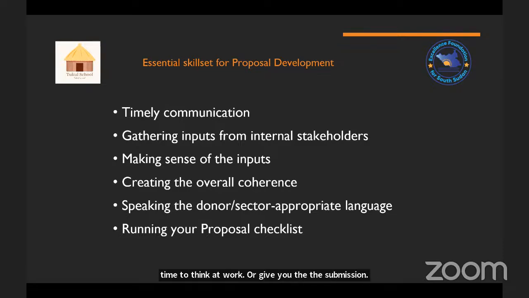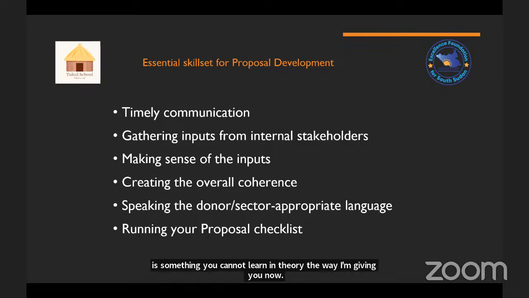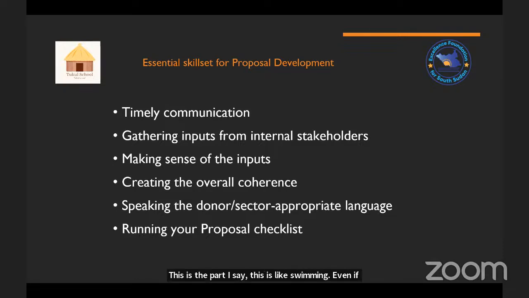One thing that is really important for you, this is something you cannot learn in theory the way I'm telling you now. This is like swimming. Even if you read how many manuals on swimming, you really need to swim. You need to get in there into the water for you to learn how to swim. It's the skill of making sense of all the inputs you'll be getting from the internal stakeholders I was telling you.